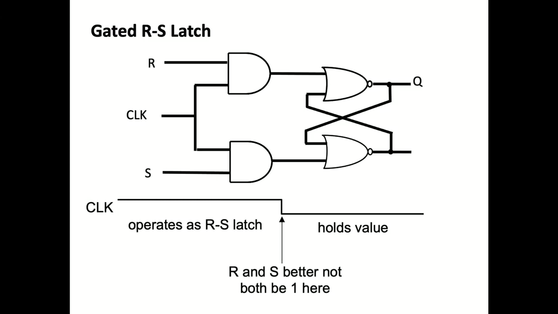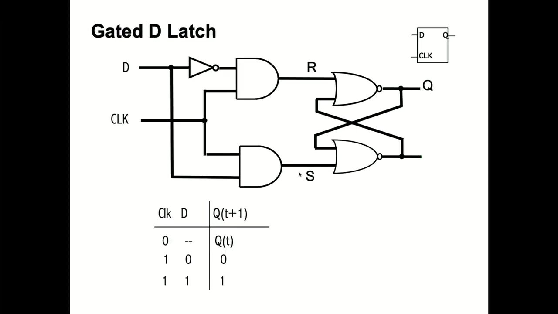Okay, and then it's simple to make what we call a gated D latch. When we want to store a 1, when D is high, we set the RS latch to 1, and when D is low, we reset it. And we use the clock to prevent any change when the clock is low. Okay, this is what we call a latch. It's not a flip-flop.